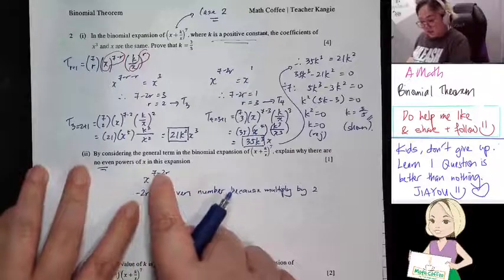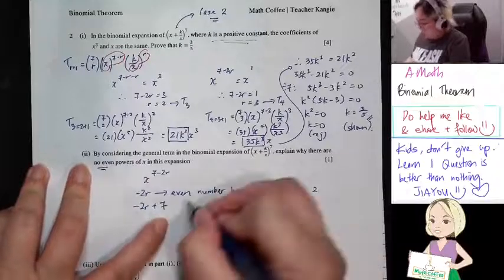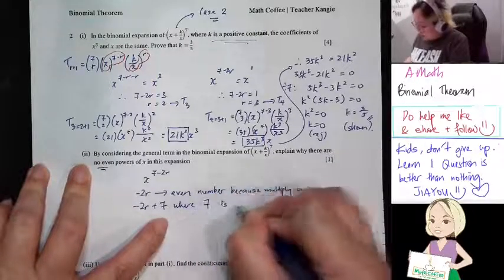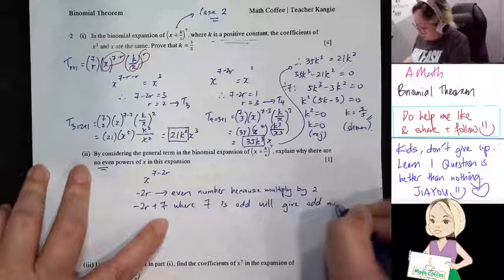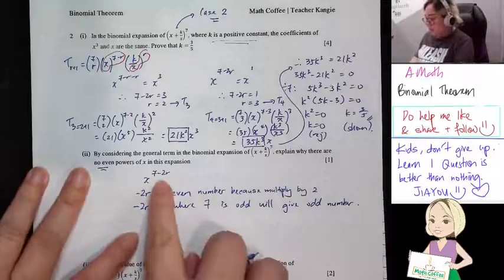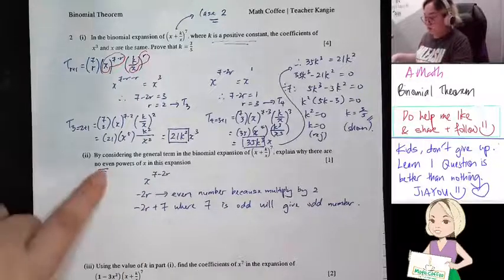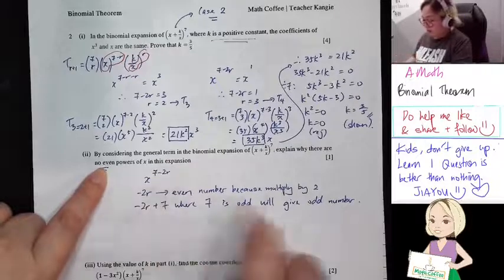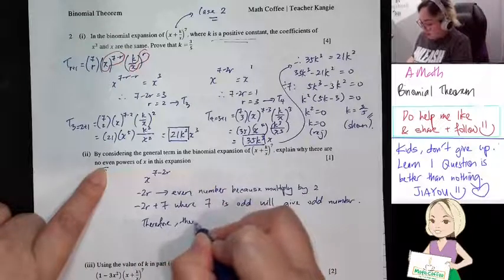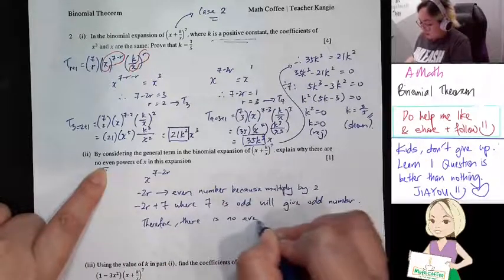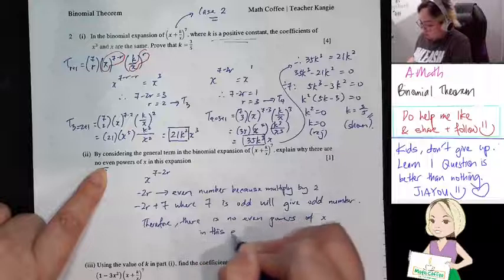Then you see this 7. 7 is an odd number. So this even number, when I add an odd number, okay, where 7 is odd, will give odd number. So it means that this 7 minus 2r, no matter what is your r, you will still get an odd number. Agree? And that's why there will be no even power. So after this explanation, you will say, therefore, there is no even power of x in this expansion. Okay, understand?